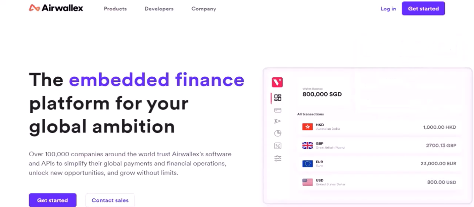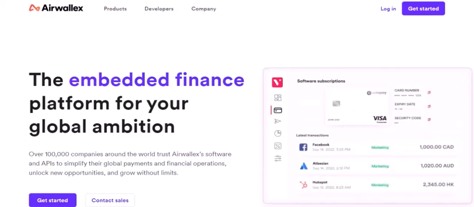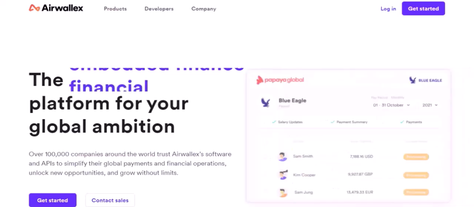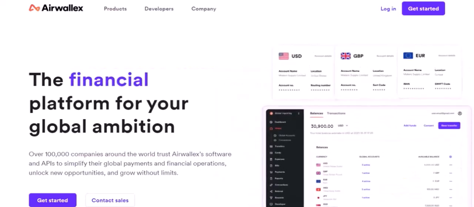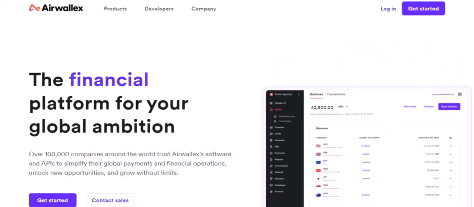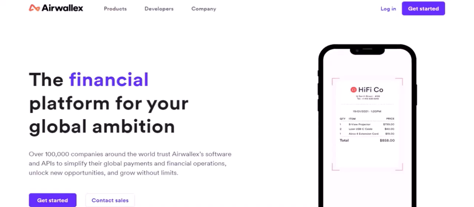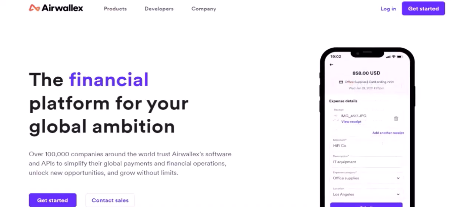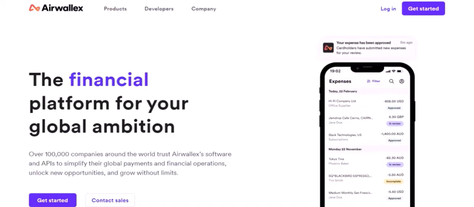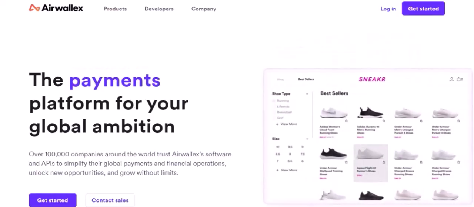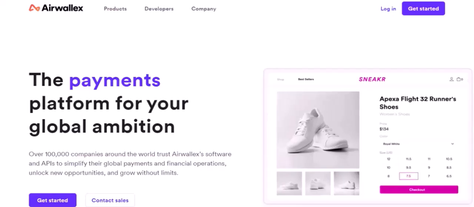Airwallex offers competitive rates compared to traditional banks. For international payments, the platform typically charges a small margin above the interbank exchange rate, often between 0.3% to 0.6%, depending on the currency corridor. This means when you transfer money abroad, you get a rate that's much closer to the real market rate, unlike banks that usually mark up rates by 3% or more.